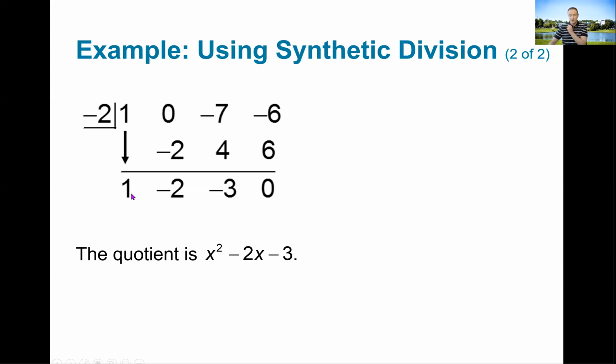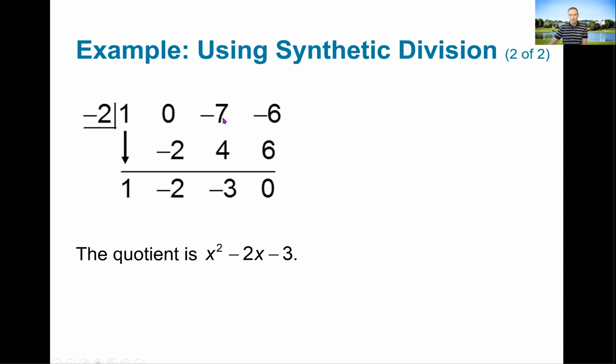We bring the first term down. And you'll say, okay, the 1 comes down. Negative 2 times 1 is negative 2. Now, in each of our other columns, we're just going to take the sum. 0 plus negative 2 is negative 2. Again, we multiply. Negative 2 times negative 2 gives me a 4.